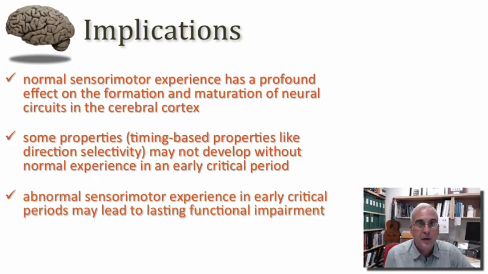I think what we've discovered is that abnormal sensory motor experience in these early critical periods can lead to lasting functional impairment, and that abnormal experience might be the absence of experience, or it more likely is going to be experience that is filtered through some kind of peripheral abnormality in the formation of the sensory organ or in a musculoskeletal unit that will impact the way that organ is operated in early life.